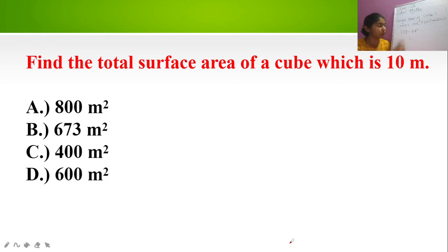Yes, we are going to use only this TSA, right? So we have an edge. So now it is very easy for you to find out the correct answer, right? Yes, very good students. So at last we get the answer as 600 meters square is the correct answer. Okay, so check your answer.